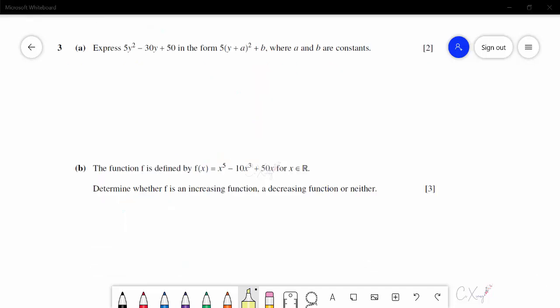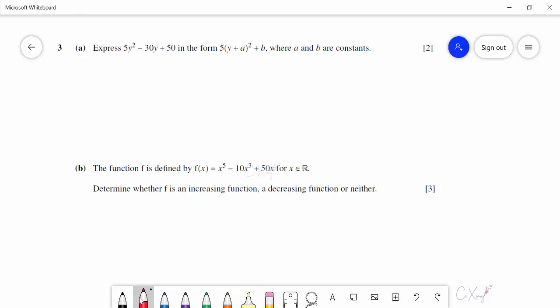Okay, so now we come to question number 3. For part A, they want us to express this expression into a completing square form, where a and b are constants. So to complete the square, generally what we need to do is that we have to factorize the coefficient of y squared first. So I'm having 5 and then y squared minus 6y.